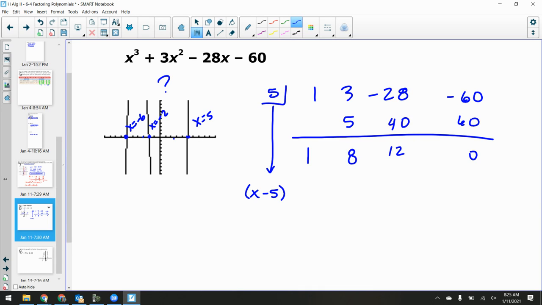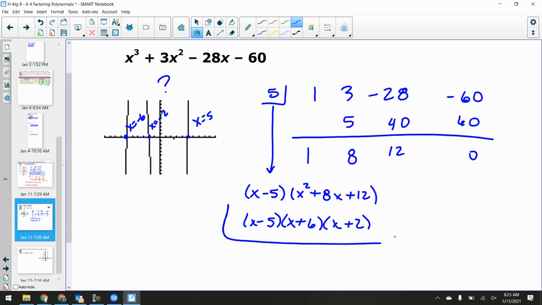What's left over? Well, x squared plus 8x plus 12. What are the factors of 12 that add to get to 8? 6 and 2. So x minus 5, x plus 6, x plus 2. There is my fully factored polynomial.